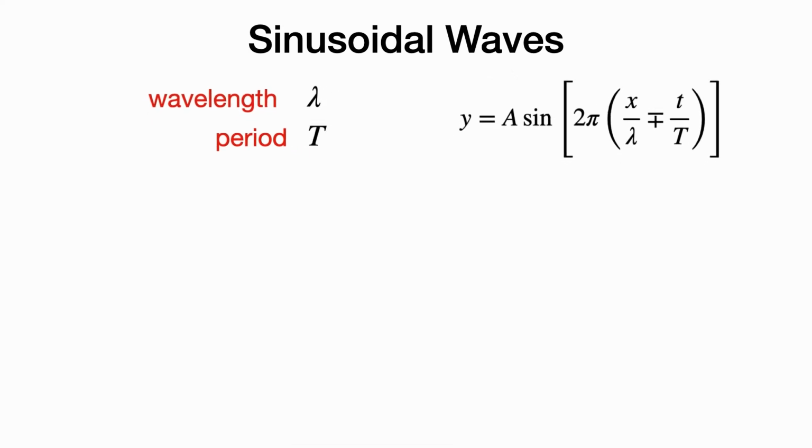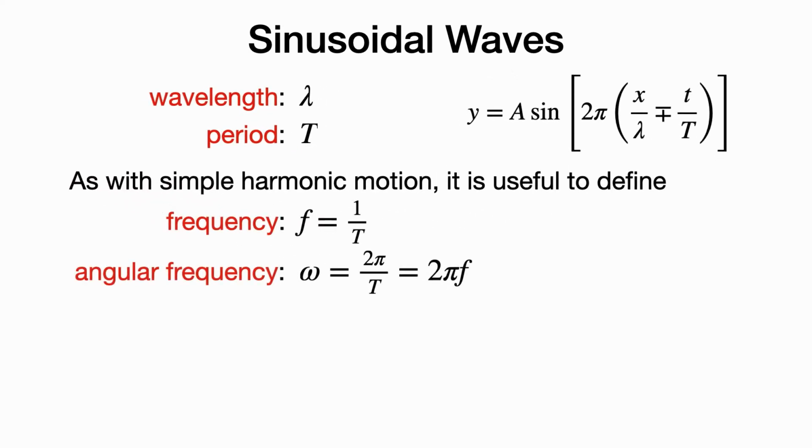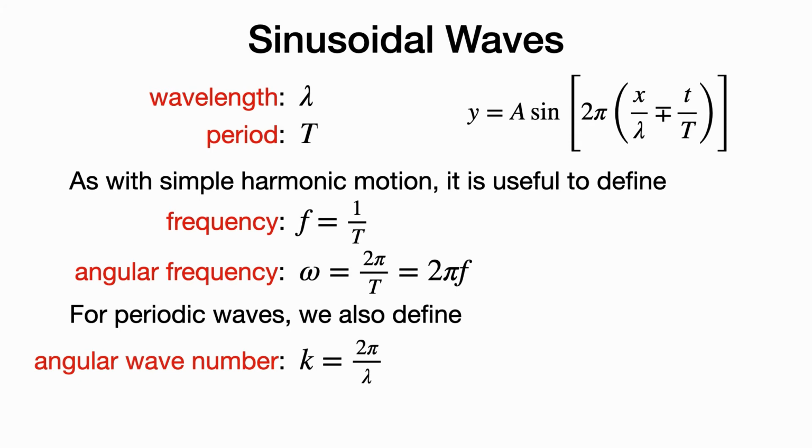As with simple harmonic motion, it is useful to define the frequency of the sinusoidal waves as being 1 over the period, and also the angular frequency omega as 2 pi over the period, or 2 pi times the frequency f. It is also useful to define for periodic waves an angular wave number k, which is related to the wavelength in the same way that angular frequency omega is related to the period.